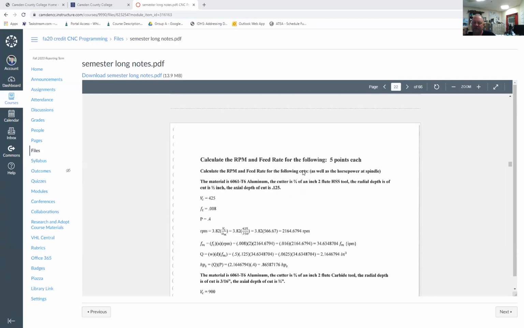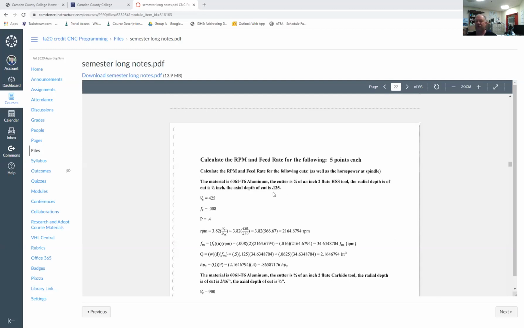The material is 6061 T6 aluminum. That's the material you'll be using for your next project. The cutter is a 3/4 inch two-flute end mill. That is the tool you'll be using for your next project. The radial depth of cut is 1/2 inch, and the axial depth of cut is 1/8 inch.